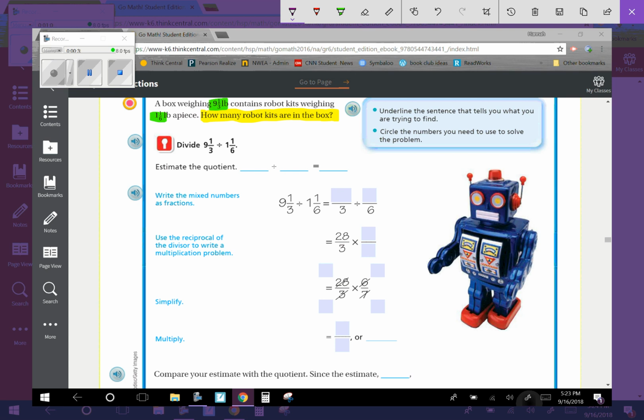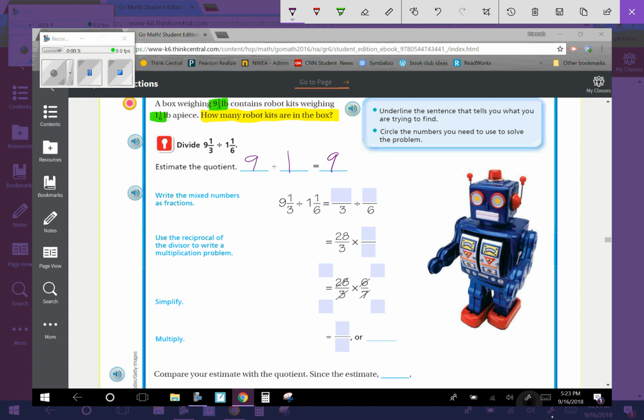So now we're going to estimate the quotient. We're going to turn 9 1/3 into just plain old 9, and 1 1/6 into 1. 9 divided by 1 is 9, so our estimate is going to be 9. Now write the mixed numbers as fractions.